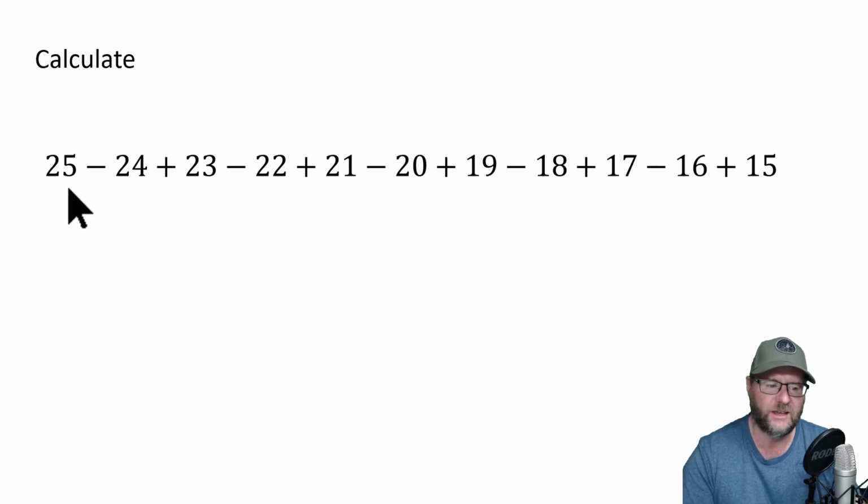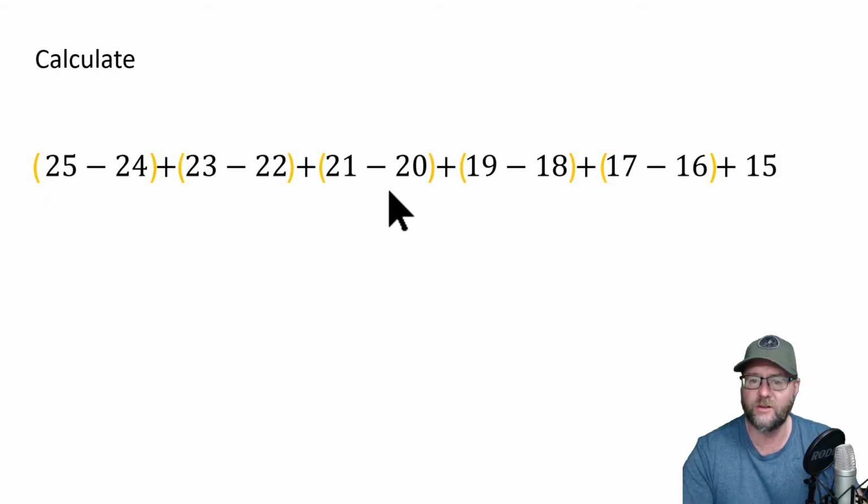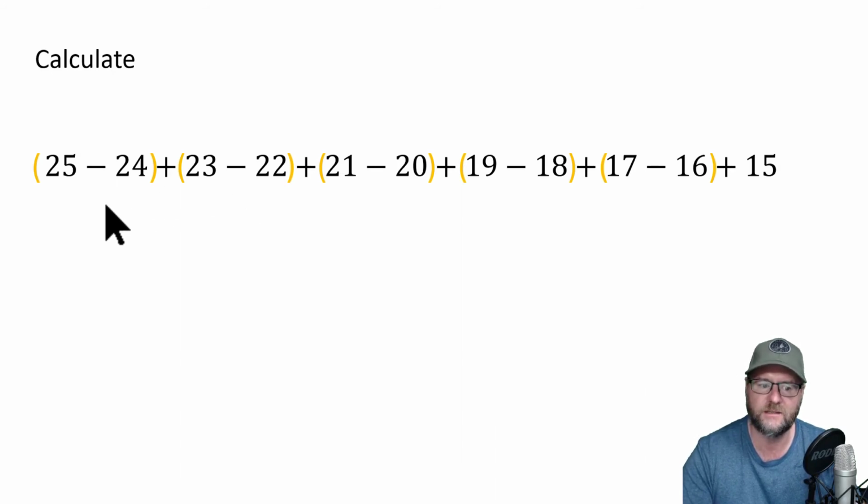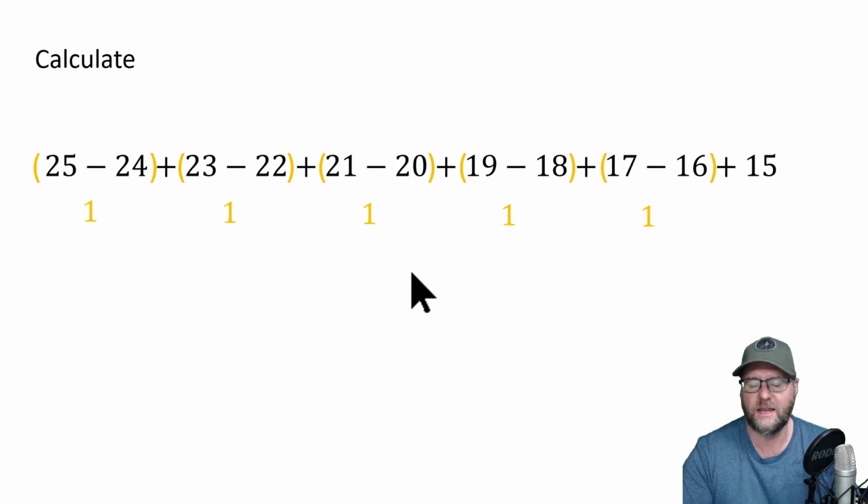Can you see it? If I was to put brackets around each pair, starting at the front, I notice that each pair actually adds together to give me 1. Right? 25 minus 24 is 1. 23 minus 22 is 1. 21 minus 20 is 1. So by adding these brackets and just saying, look, do that bit, then do that bit, then do that bit, I can actually just realize that I don't have to add all of these together at all. Each of these pairs adds to 1.